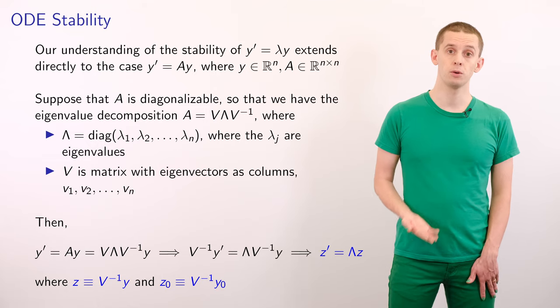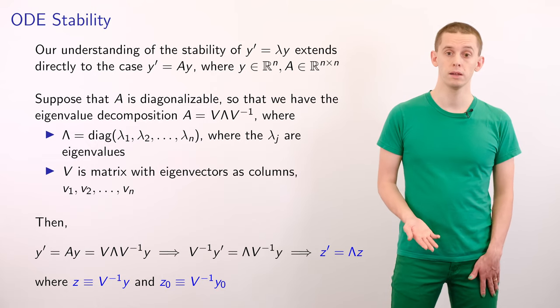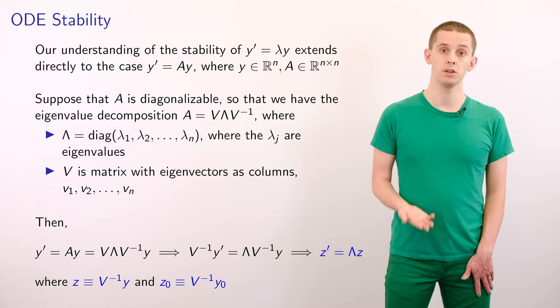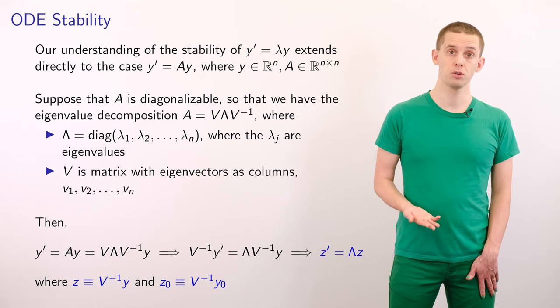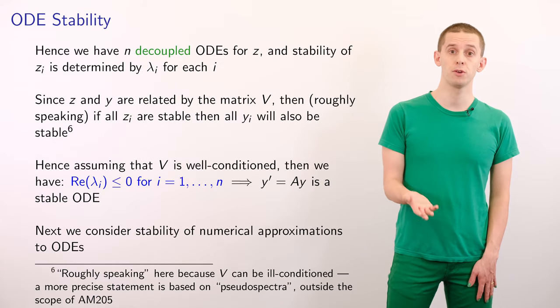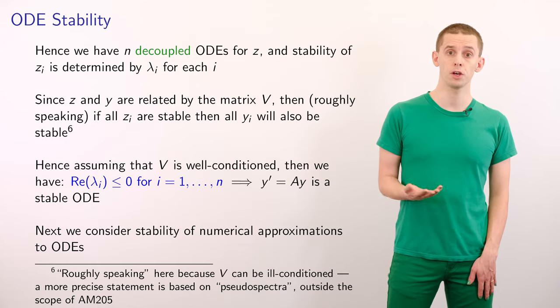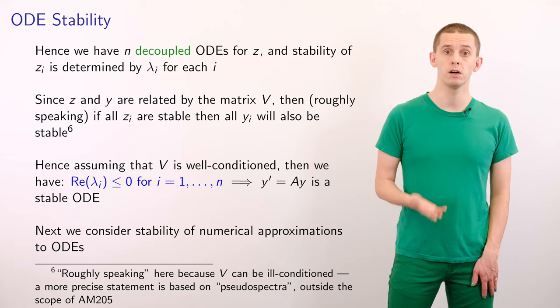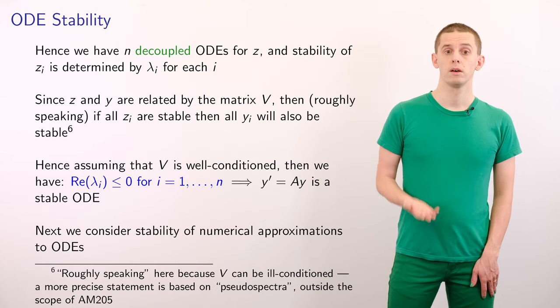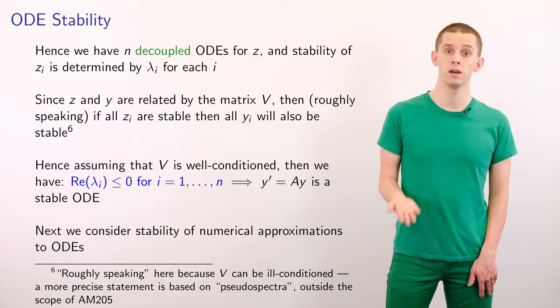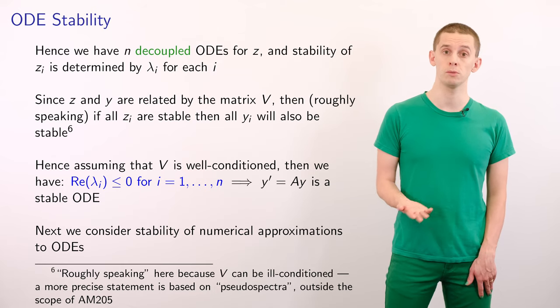In this case, we can rewrite our ODE y prime equals Ay in terms of z prime equals lambda z, where now z is equal to V inverse y, and our initial condition, z0, is equal to V inverse y0. Hence, our equation z prime equals lambda z actually decouples into n separate equations for the component zi. And the stability of a component zi will be governed by the corresponding eigenvalue lambda i. Since z and y are related by the matrix V, then roughly speaking, if all of the zi are stable, then all of the yi will also be stable.